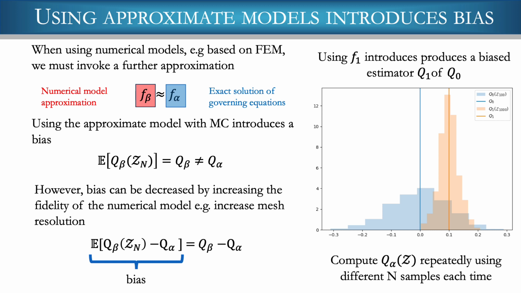For example, the plot on this slide shows a blue histogram of a mean estimator that uses n equals 100 samples of f alpha, obtained by computing the estimator using 1,000 different sample sets. The same plot also shows the orange histogram of a mean estimator that uses n equals 1,000 samples of a computationally cheaper but less accurate model f beta, again obtained by computing the estimator using 1,000 different sample sets. As we saw before, Q alpha is unbiased, but Q beta is not, with respect to Q alpha. The orange vertical line depicting the mean of the orange histogram is not equal to the mean of the blue histogram, represented by the blue vertical line.